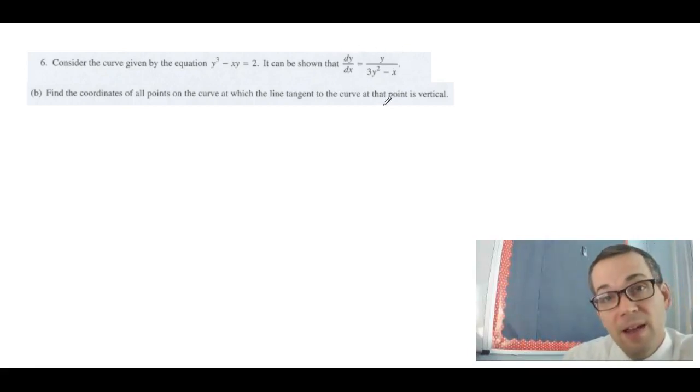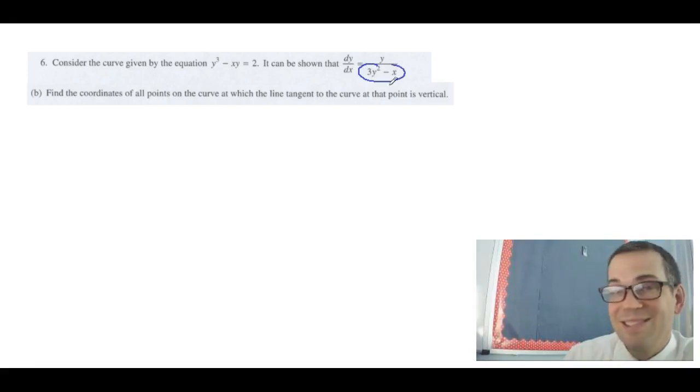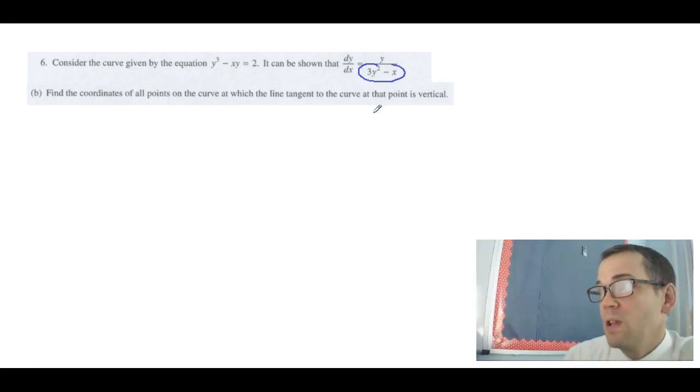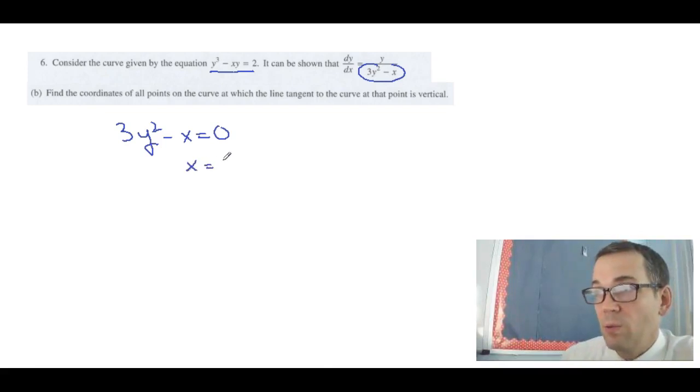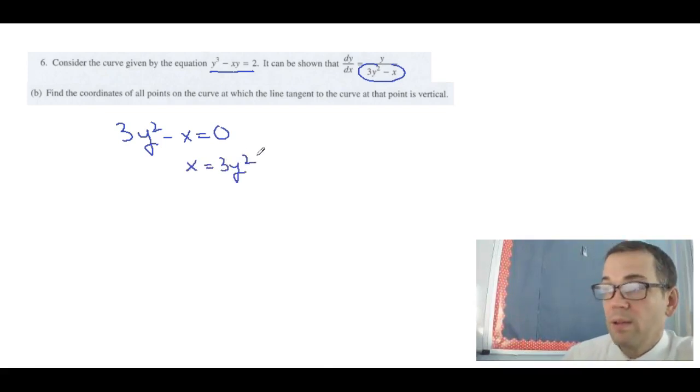And we want it to be undefined to get a vertical slope. And a vertical slope would mean that this denominator is 0. That's how you get an undefined fraction. So we're going to start this by trying to figure out points on this curve that make 3y squared minus x equal 0. That's going to happen if x equals 3y squared.